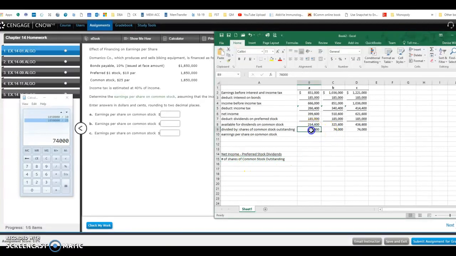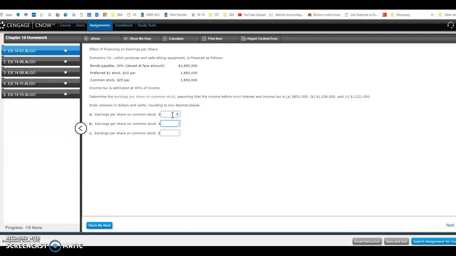So this bottom number now is actually a division. This equals that number divided by that number. So we now have our earnings per share. In scenario A, my earnings per share is $3. The next one is $4, and the next one is $6. So we have 3, 4, and 6.